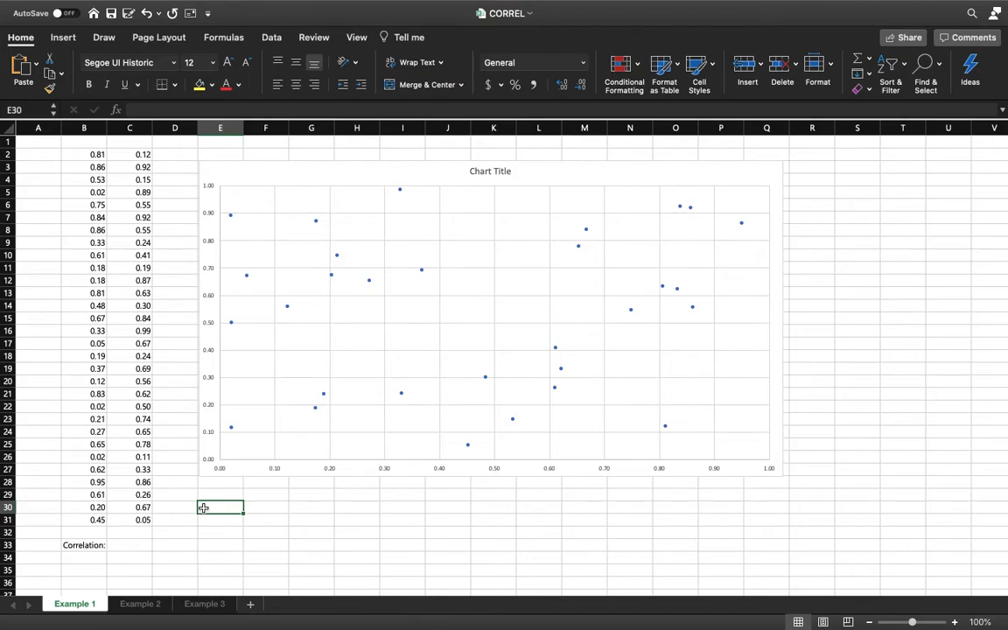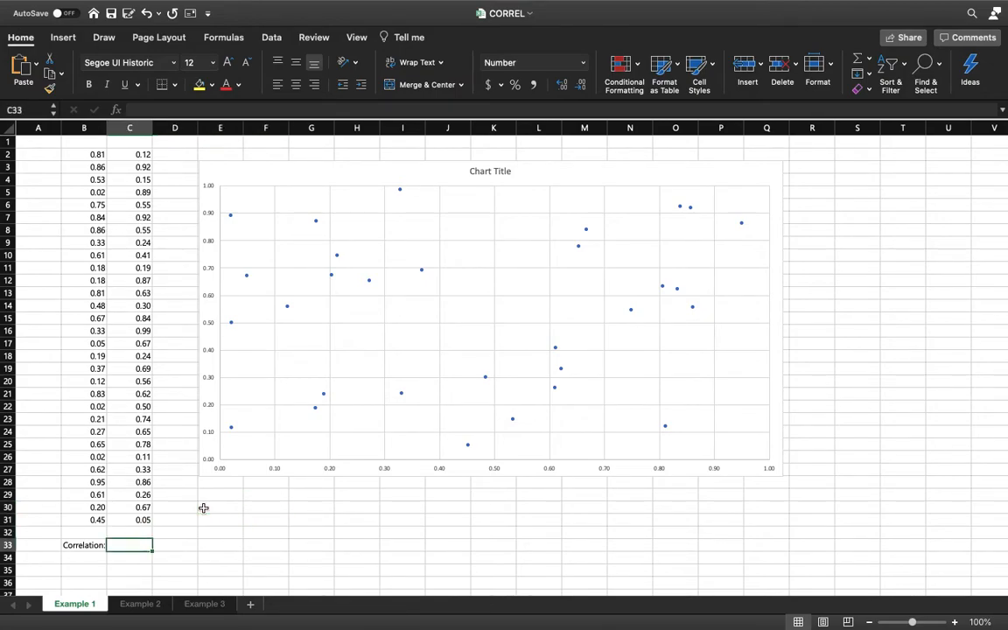Here, the sign of the number simply represents either a positive relationship, where an increase in one variable leads to an increase in another, or a positive slope, or a negative relationship, where an increase in one variable leads to a decrease in another, a negative slope. Let's look at some examples.